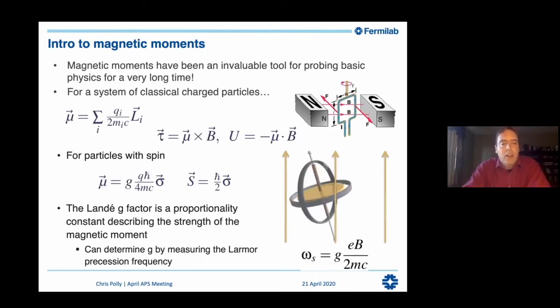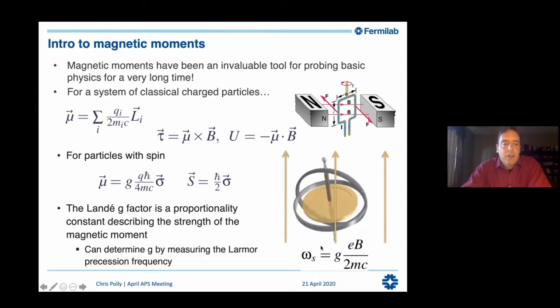You'll hear a lot of references to the G factor throughout this talk. You can essentially think of it as a proportionality constant describing the strength of the magnetic moment experienced by a particle in a magnetic field. You can determine the G factor by measuring the Larmor precession frequency, watching how a fundamental particle precesses around the magnetic field, very similar to a gyroscope in a gravitational field, as you see in the animated figure on the right.